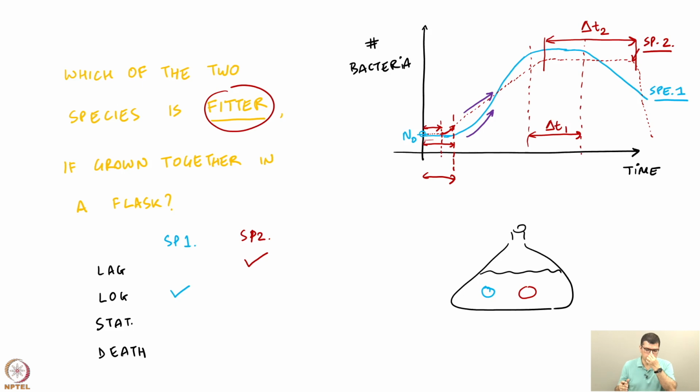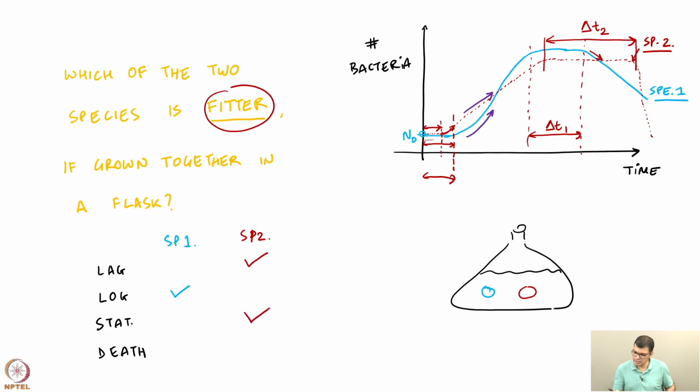So, as far as stationary phase is concerned, species 2 is able to keep its number constant for a much longer time as compared to species 1, because after delta t1 time species 1 numbers start to decrease. So, if we are comparing fitness in stationary phase, then species 2 does better as compared to species 1.